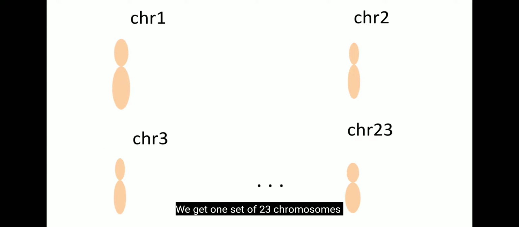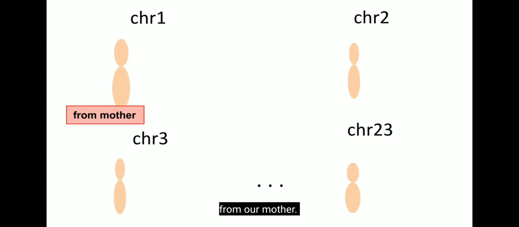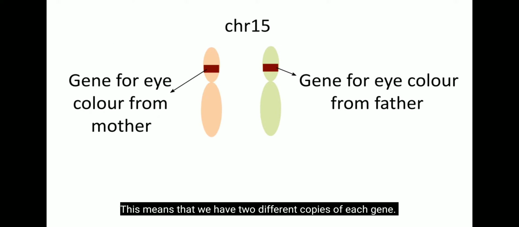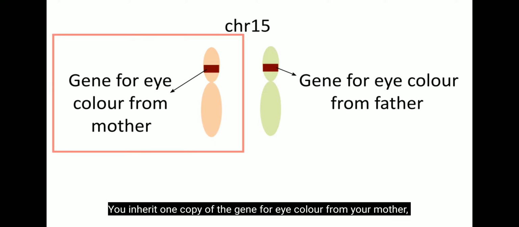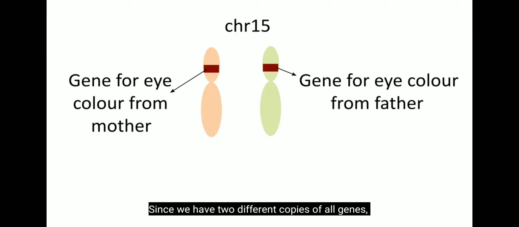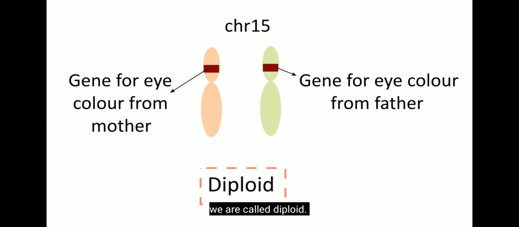We get one set of 23 chromosomes from our mother and another set of 23 chromosomes from our father. We have 2 copies of each kind of chromosome. This means that we have 2 different copies of each gene. You inherit one copy of the gene for eye color from your mother and another copy from your father. Since we have 2 different copies of all genes, we are called diploid.